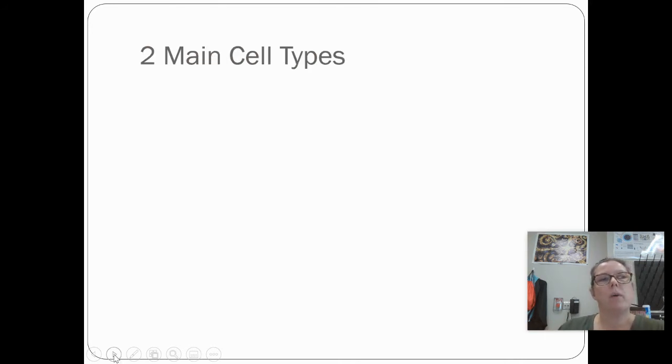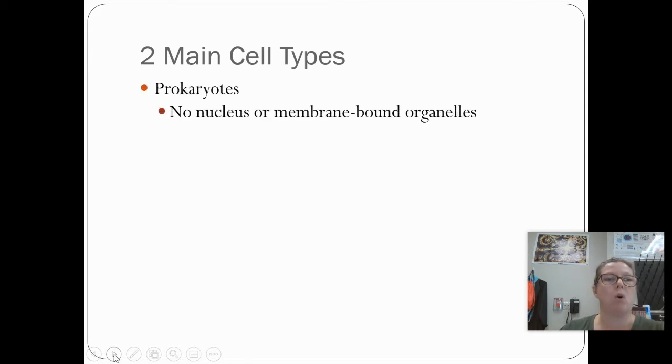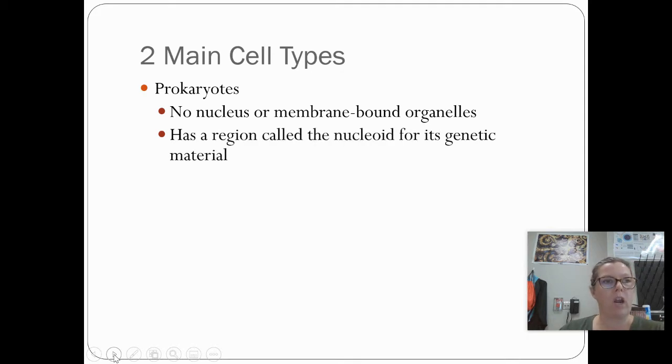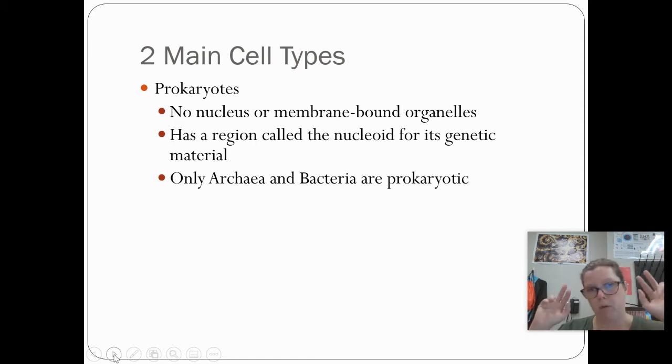All right, so we have 2 main cell types, and you may remember this from baby bio. You've got prokaryotes. Remember that pro means before, karyon refers to the nucleus. So these are cells that are the before nucleus.